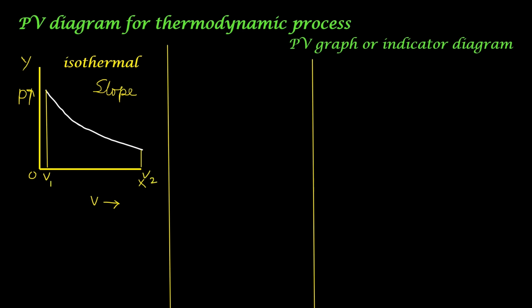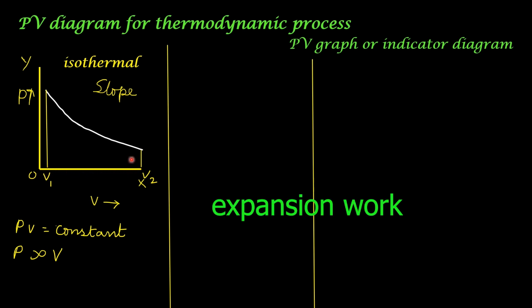We have done the PV diagram for isothermal process. PV is equal to nRT. So for isothermal process, PV is a constant, which means P is inversely proportional to V. That is Boyle's law. So in this graph, the slope represents the increase in volume for the decrease in pressure. Volume increases in the positive direction. This is expansion work. That is, the system is doing work on the surrounding.